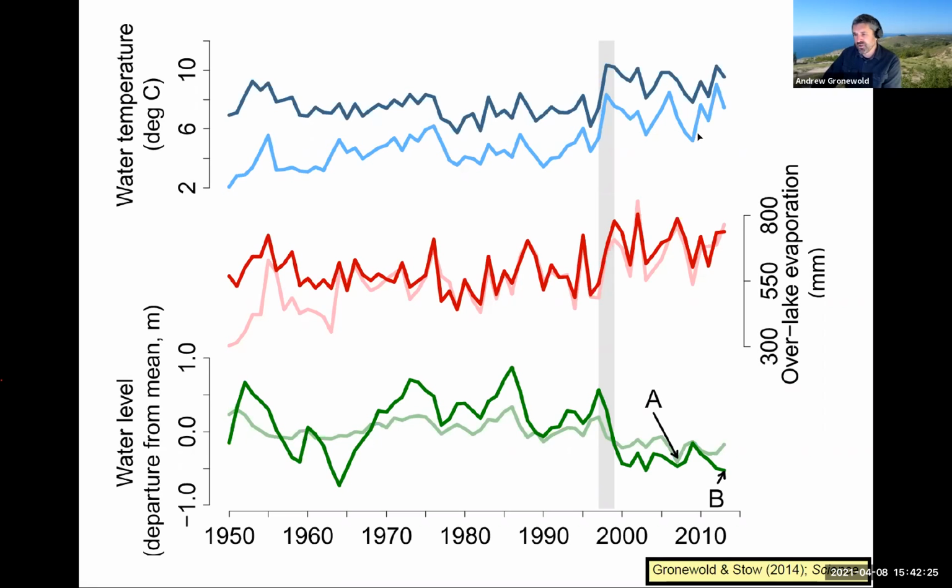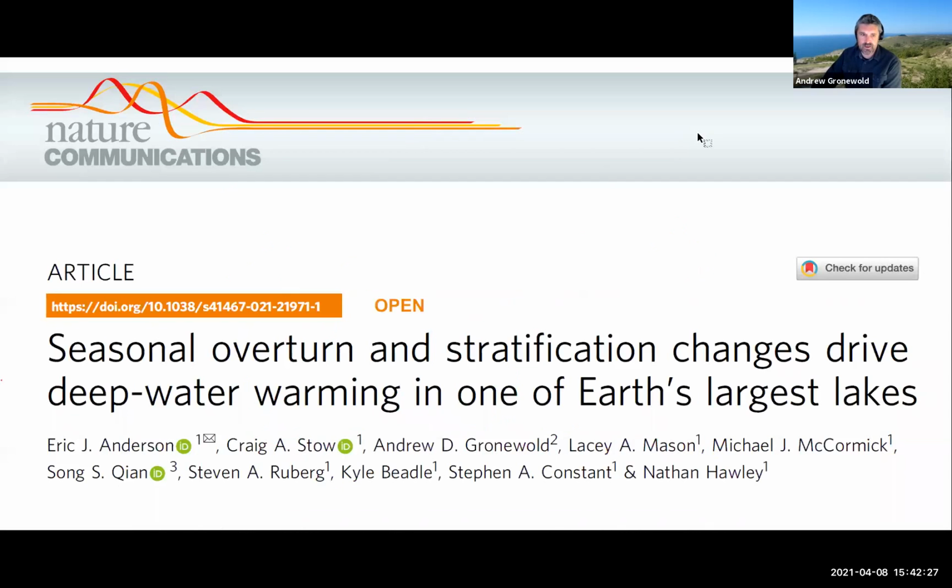My colleagues at NOAA and I just published a paper in Nature Communications, led by Eric Anderson, that took a closer look at what's happening under the surface of the lakes. It turns out that the NOAA Great Lakes Environmental Research Laboratory had a long-term record of subsurface measurements on what's called a thermistor chain. They could allow us to integrate what's happening across the entire water column.